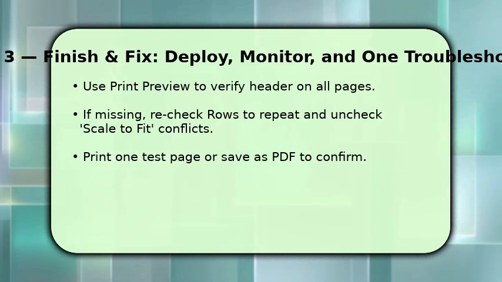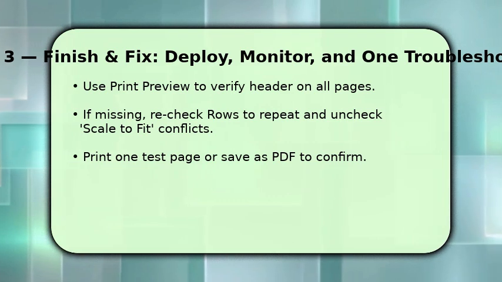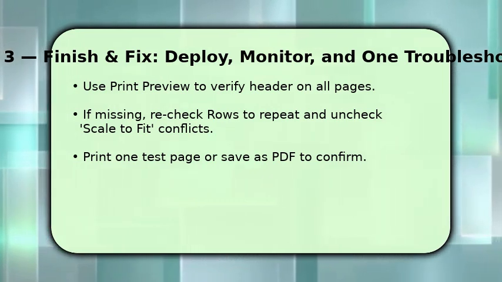If the header disappears, check rows to repeat and look for scale to fit or custom print area settings that can override titles. Uncheck or adjust them.